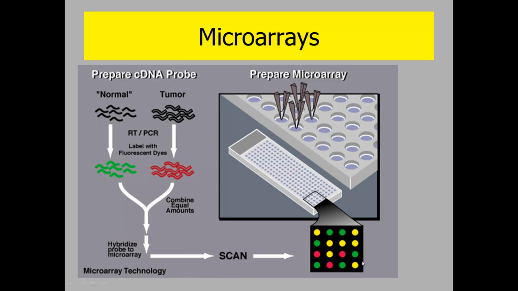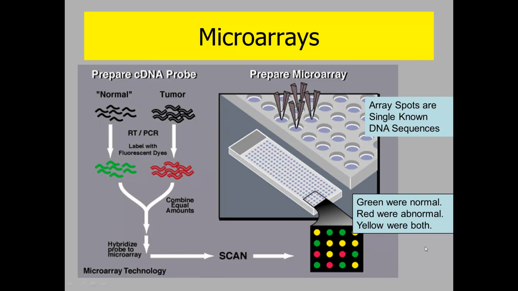So how do you get the yellow spots? The yellow spots occur when you've got both the green and the red hybridizing to the spots on the microarray. So some genes are important in all tissues. So those would be the yellow genes. Sometimes we refer to those as housekeeping genes. So if you're trying to inactivate the tumor gene, you might want to turn off those genes that are turned on in the tumor cells. So the green are normal, the red are abnormal, the yellow are both.